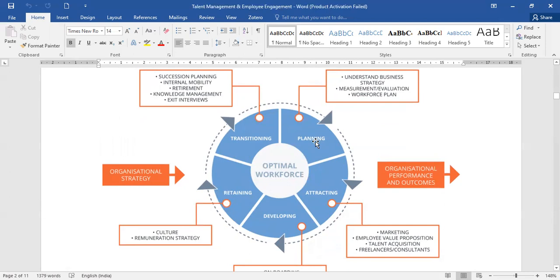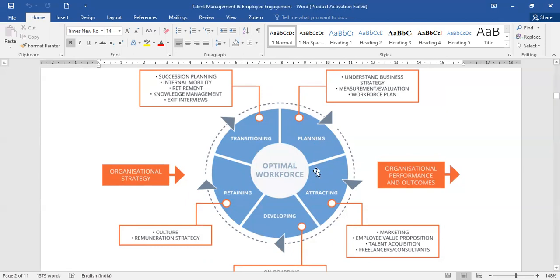When I say planning, we all know that it is done well in advance in order to ensure that the overall goals of the organization are planned with reference to the strategy, the measurement, evaluation, as well as the workforce. So you are planning the talent in order to achieve the goals of an organization. Planning is important basically to achieve the goals.